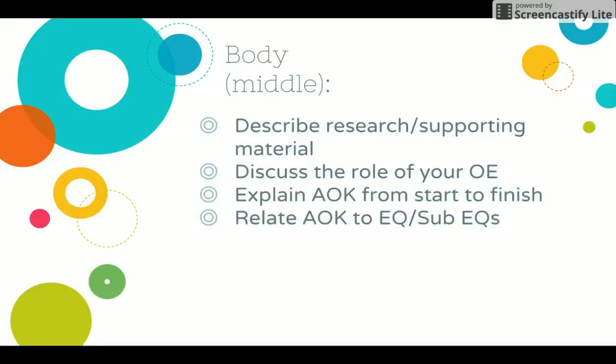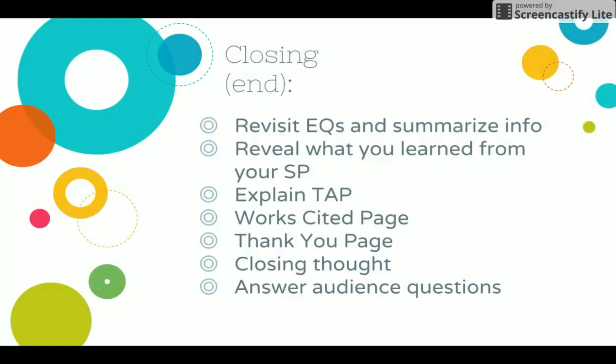In the middle, you include what you did. You'll talk about the research that you did, your OE, your AOK, how your AOK relates to your EQ and sub EQs. And then in closing, we want to make sure that you revisit your EQs and make sure that you answer them, because that's actually a piece of the rubric. Explain the rest of the stuff. Don't forget to include a works cited page and a thank you page. And you will have to answer audience questions. That's part of it as well.